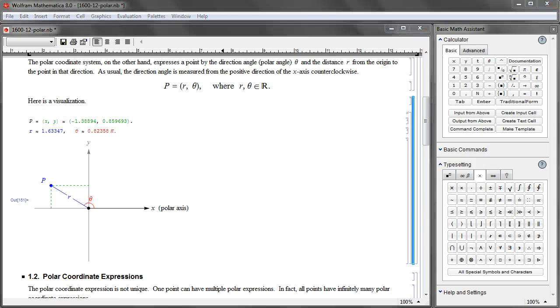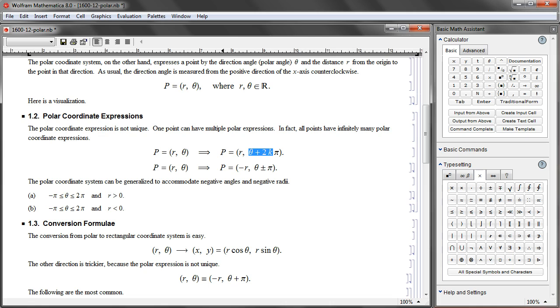Here's a visualization of the definition of the polar coordinate system. It's a scheme that represents a point in a plane by two quantities. The direction, which is measured by the polar angle depicted in red in this picture, and the distance from the origin to the point that you're interested in that direction, which we call the polar radius, which is depicted in blue in this visualization here.